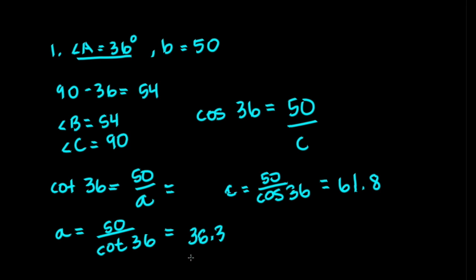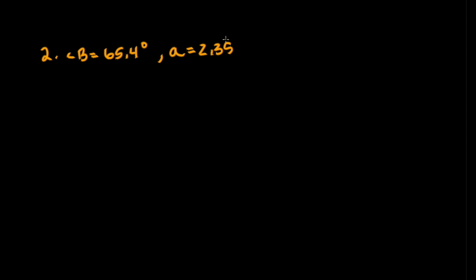So our length of A is equal to 36.3. Our length of C is equal to 61.8, and we already found the measurements of our other angles. So we have found all the measurements that are unknown in this right triangle. Let's go ahead and solve our next problem.